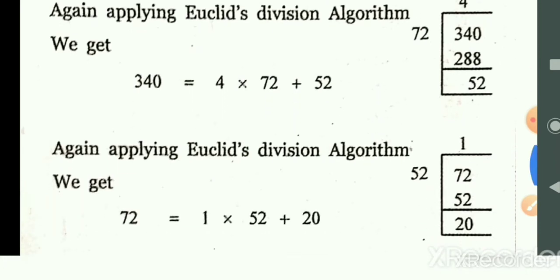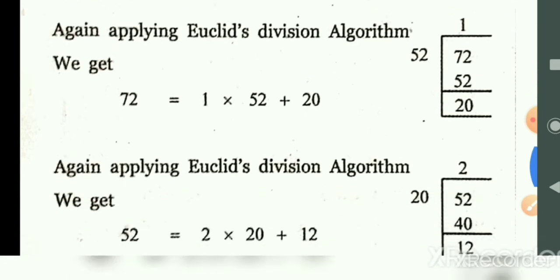We have to apply Euclid's division more times. So again applying Euclid's division algorithm: 72 equals 1 into 52 plus 20. Then we get the remainder 20, which is not equal to 0. Again applying: 52 equals 2 into 20, 40, plus 12. So here 12 is the remainder, not equal to 0.